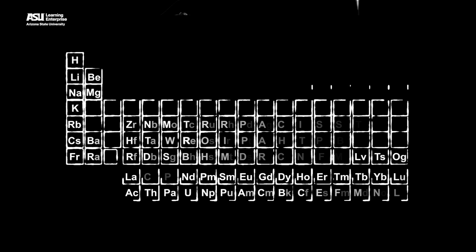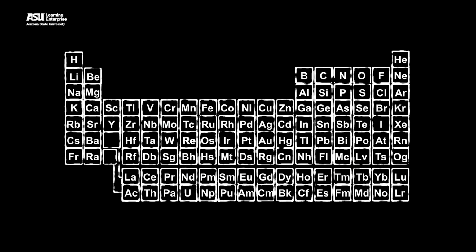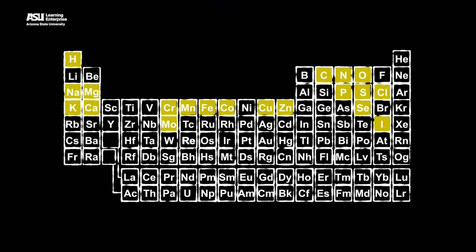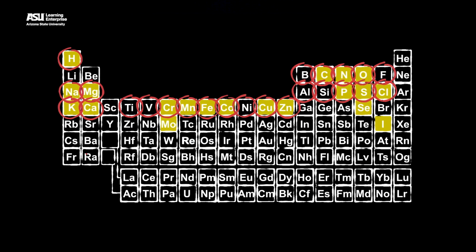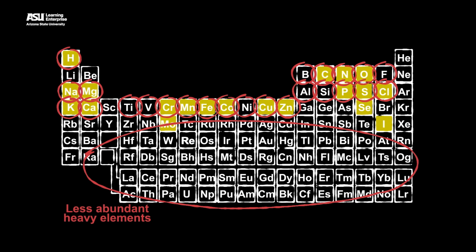Let's go to our periodic table. Let me highlight the 20 most abundant elements in the human body for you. Now, I'm going to circle the 24 most abundant elements in the universe. There is a major overlap, isn't there?